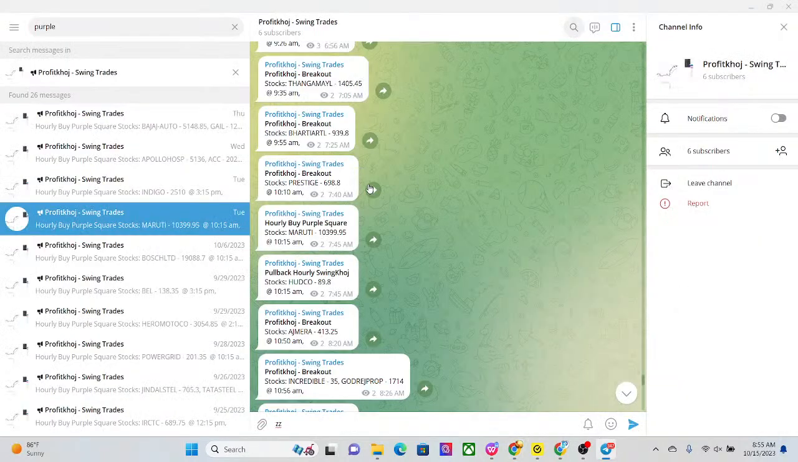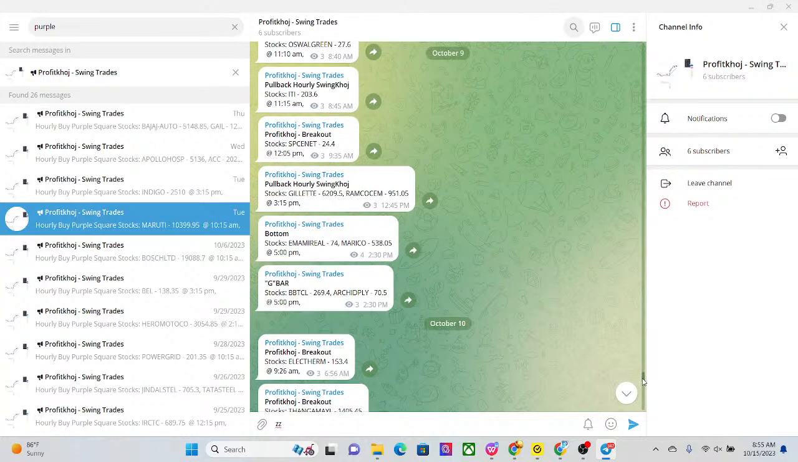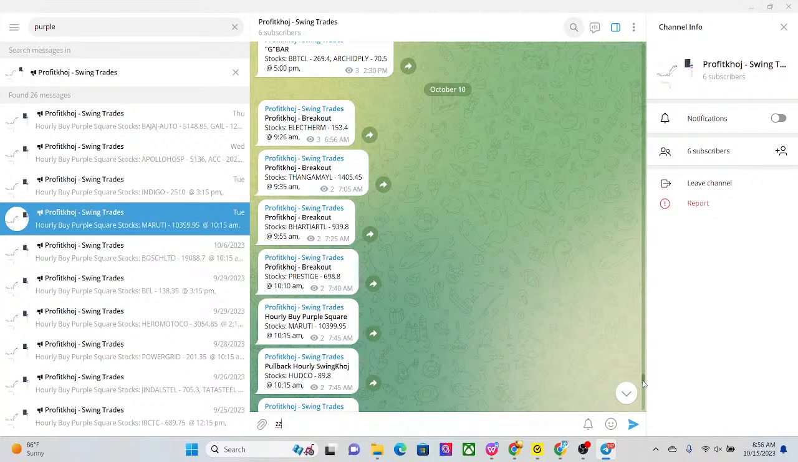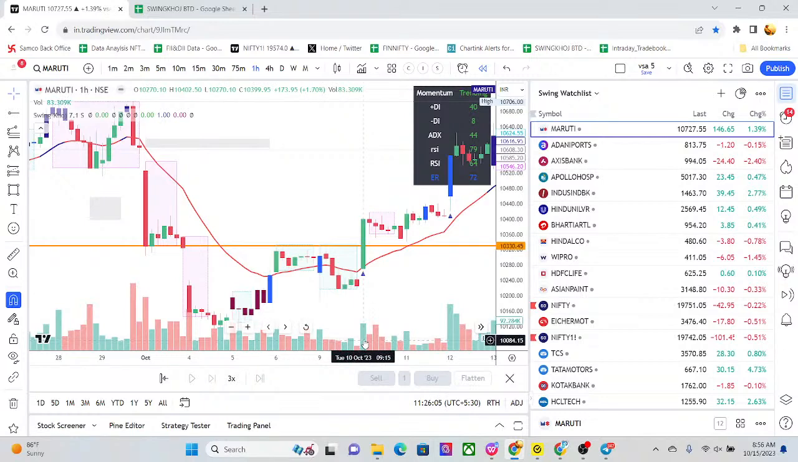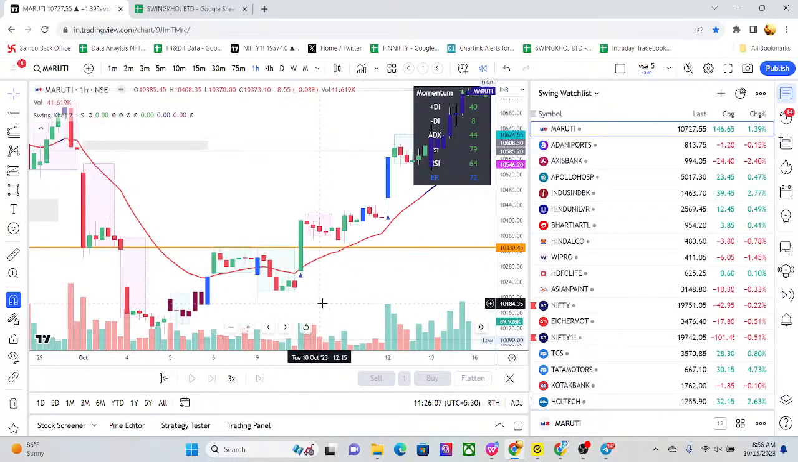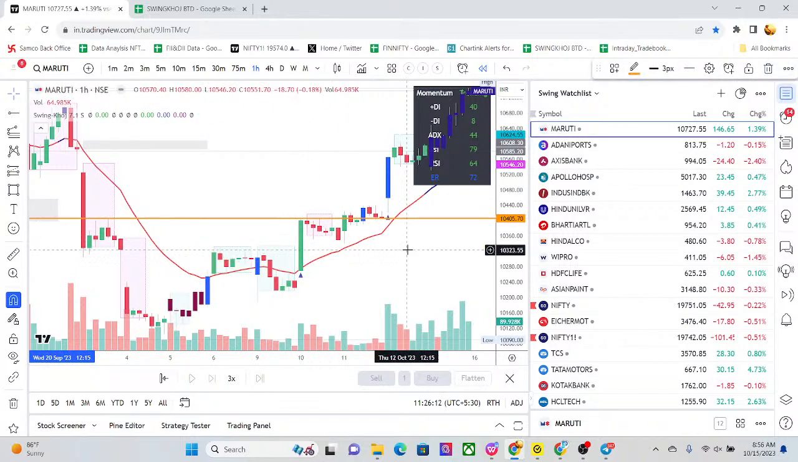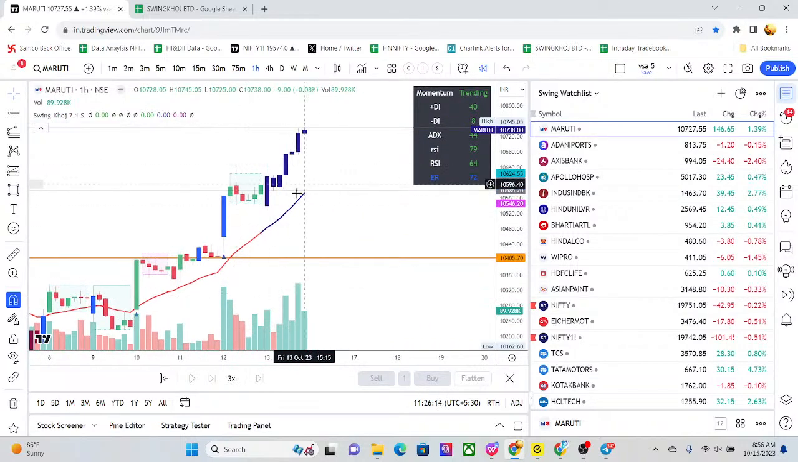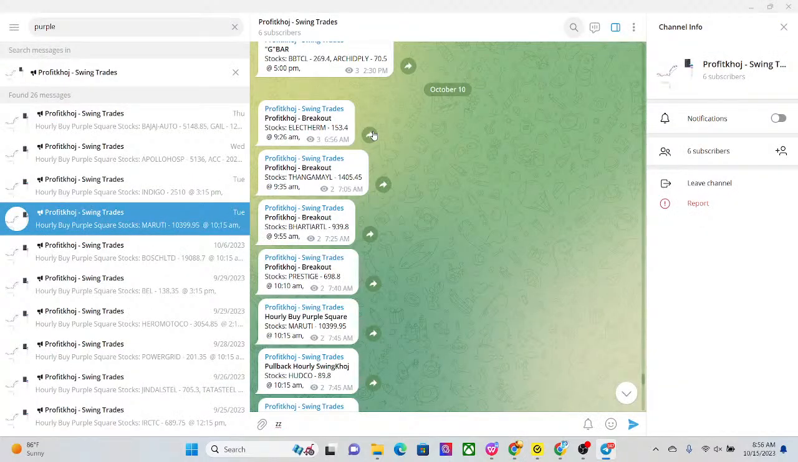Okay. Maruti. What's the date? 10/15. 10 October. So 10 October, 10/15. So this is the high. You enter here. Target is it, first target, then you are trailing at 20 EMA. So this is clear, purple square.